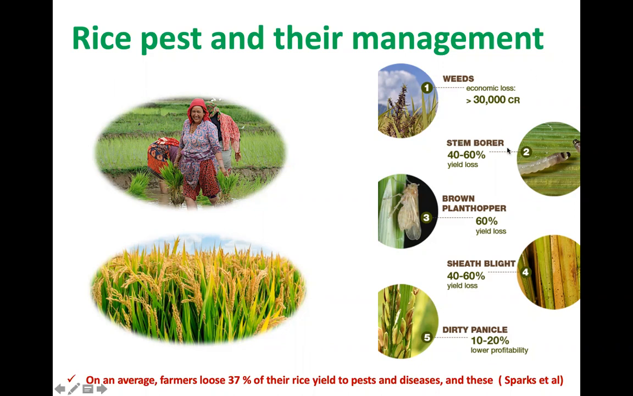Then coming to the second, stem borer, which is an insect pest, it used to cause 40 to 60% damage. It means out of 100, if you lose 60 kg of paddy, nothing will be left behind. Likewise, the brown plant hopper also causes 60% damage. And then seed blight and dirty panicle, these are rice diseases, which also cause a lot of damage. So we need to protect from these diseases and pests to get the rice. On an average, farmers lose 37% of rice yield to pests and diseases.